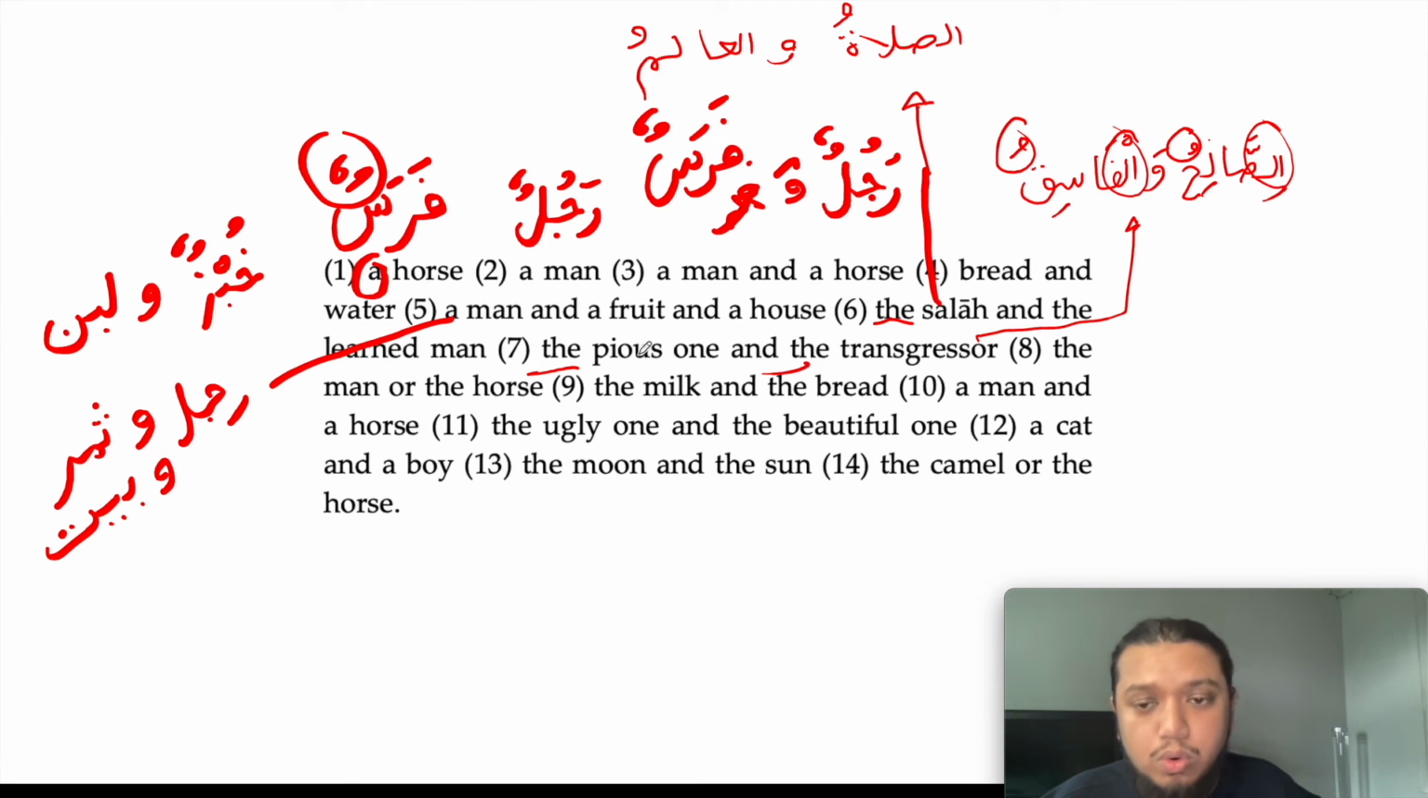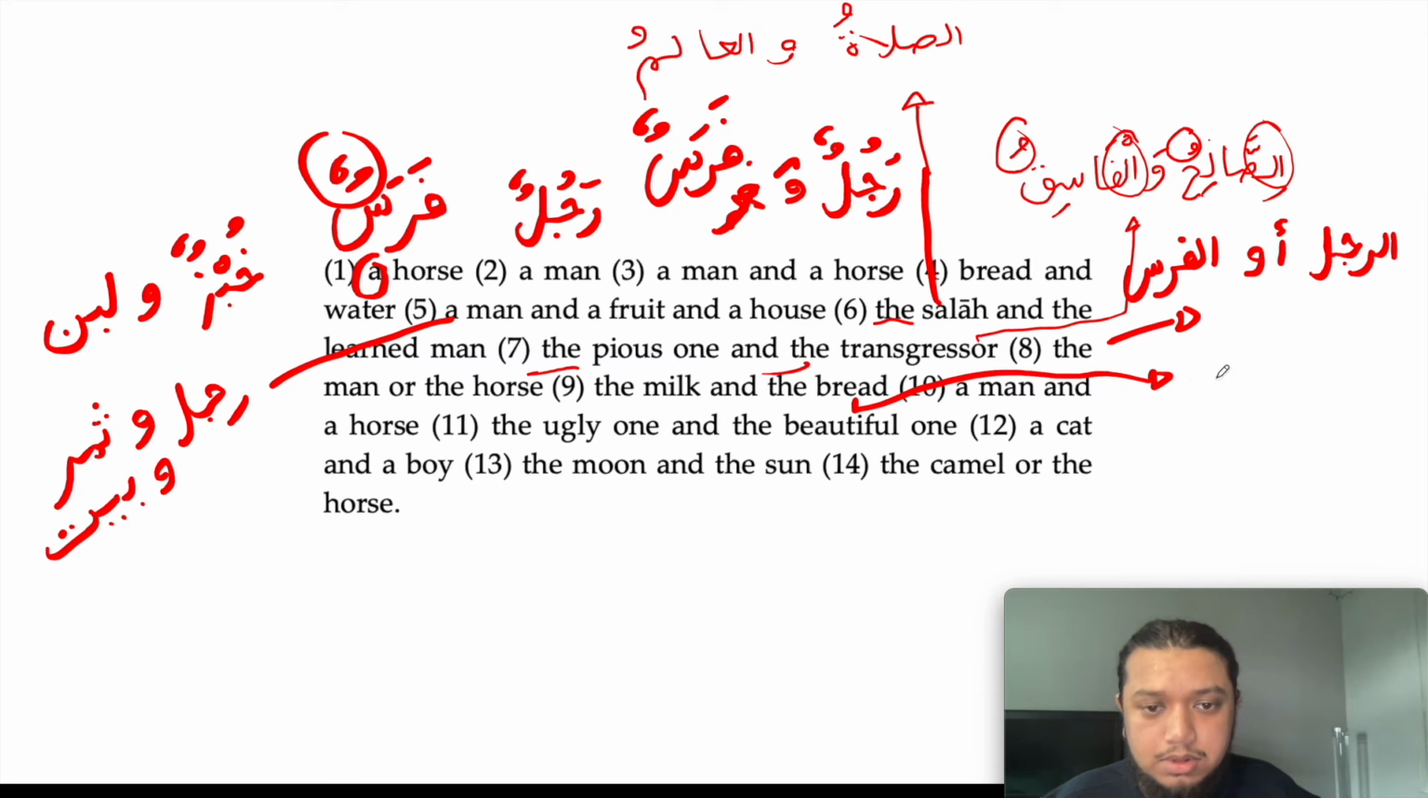The man or the horse. So number 8 is ar-rajulu aw al-farasu, the man or the horse. Number 9, the milk and the bread, is al-labanu wal-khubzu. Al-labanu wal-khubzu.